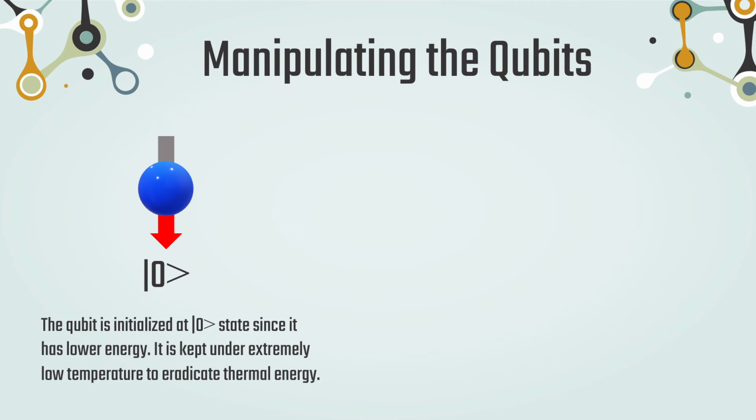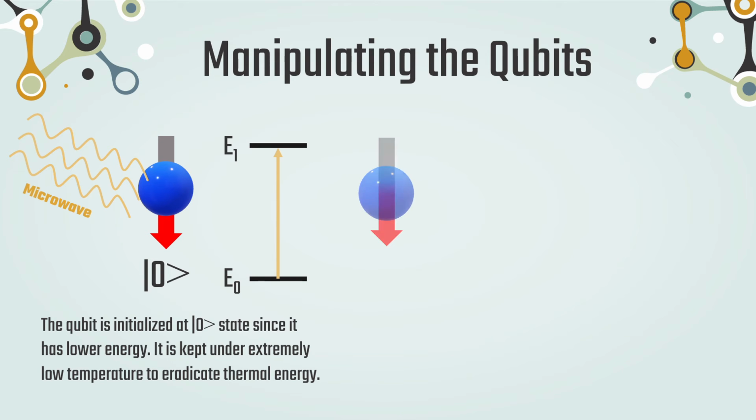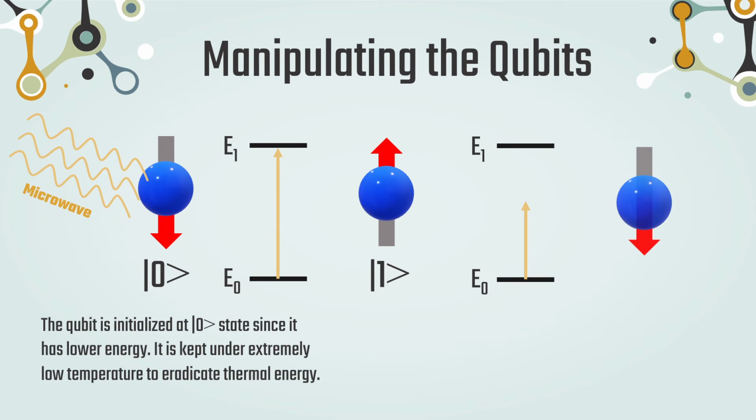The qubit is initialized at the 0 state since it has lower energy. It is kept at an extremely low temperature to eradicate thermal energy, since thermal energy may change the state of the qubit and that reduces the precision of the calculation. After that, microwaves are exerted on the qubit. If the energy of that wave is enough, then the state of the qubit will change from 0 to 1. If it is not enough, then the state will change into a superposition state. That's quite an easy principle.